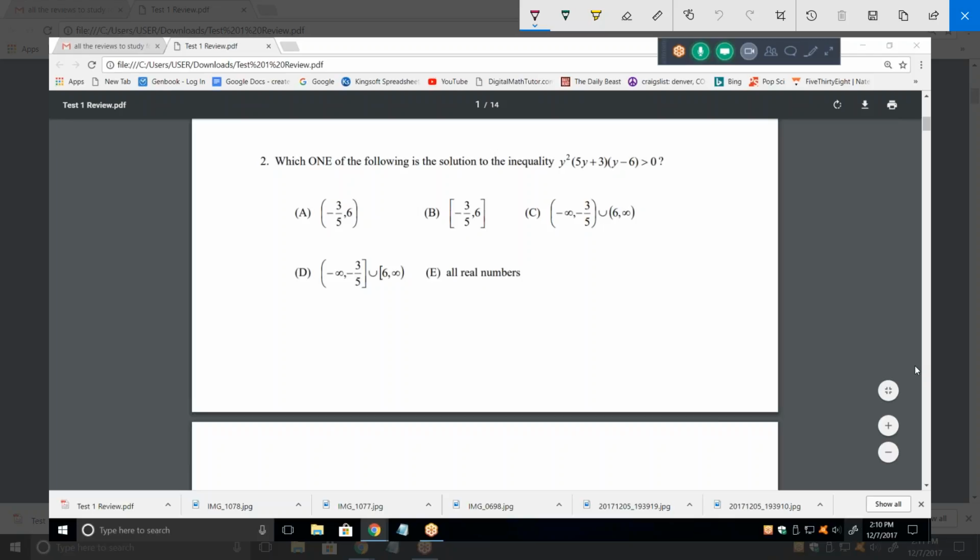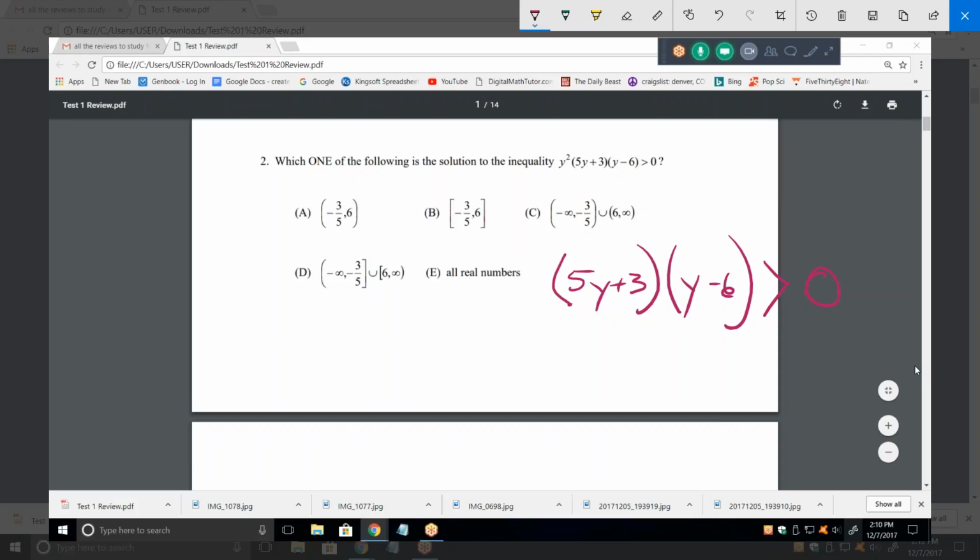It's called drawing a line chart. Let's start with this. If I had this alone, how would I solve it? Foil it. No. So when I say I like answers in factored format, it's because of problems like this. Sometimes you need them in factored format.